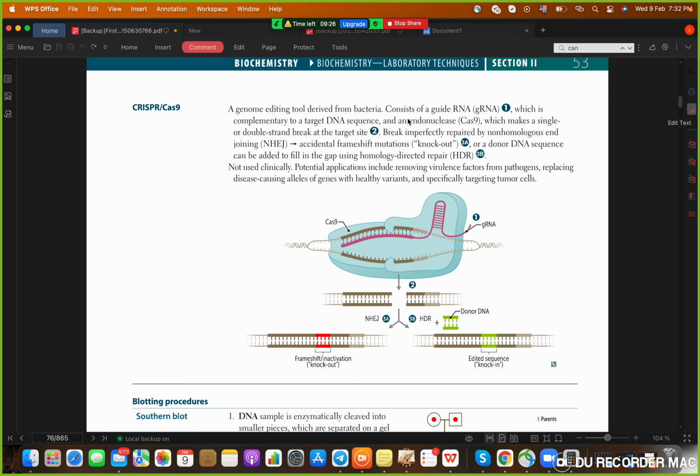So wait a second, is it used clinically? Why is it unethical to use it until this day? Will we use it in the future? I think so, but until now, no. So it consists of a guide RNA, which is the RNA of interest, which attacks the DNA of interest. So you can see the guide RNA going inside of the Cas9, which is a component of the CRISPR-Cas9 complex.